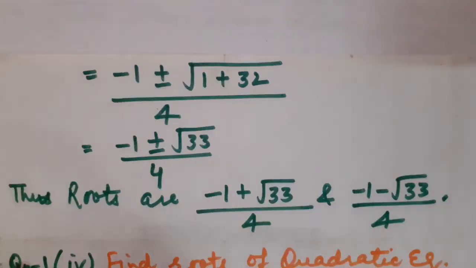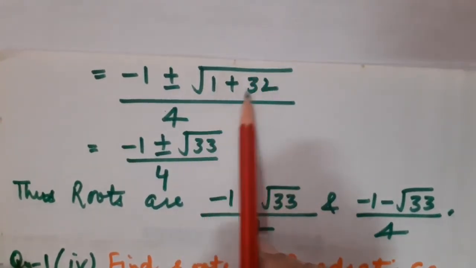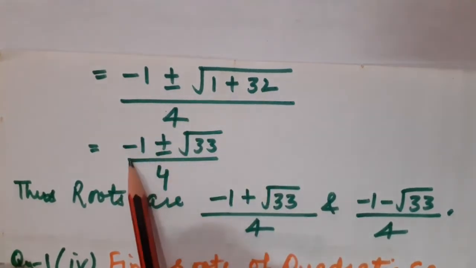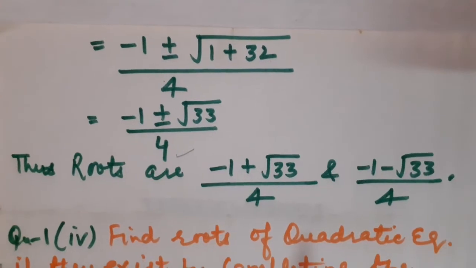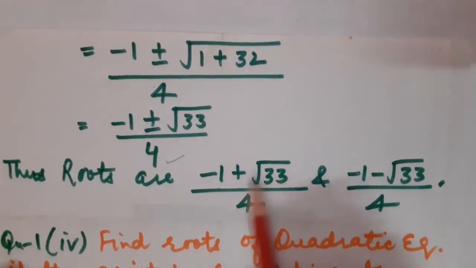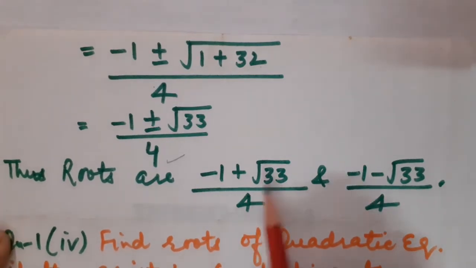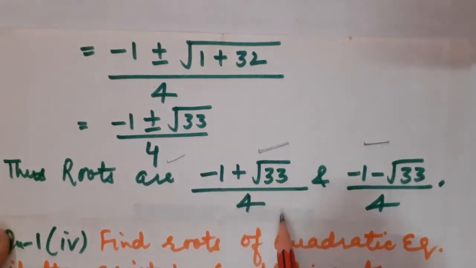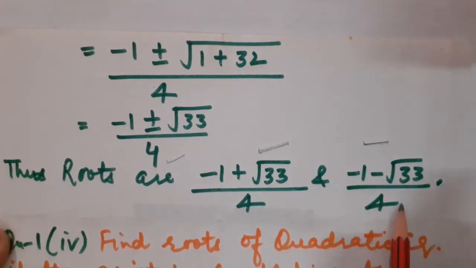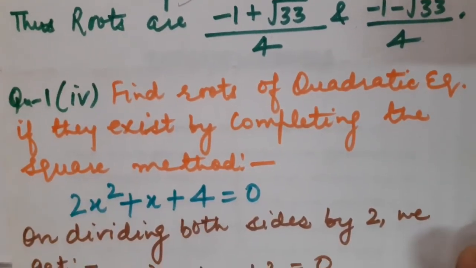Fine, children? So what I have got after simplifying it is minus 1 plus minus whole under root 1 plus 32 upon 4. So this is minus 1 plus minus whole under root 33 upon 4. Correct, children? So what are basically the two roots which we have got? Haven't we got the same roots which we got while adopting the completing the perfect square method and which we have now adopted quadratic formula? Fine. So the roots are minus 1 plus root 33 upon 4 and minus 1 minus root 33 upon 4. Correct, children? Okay.